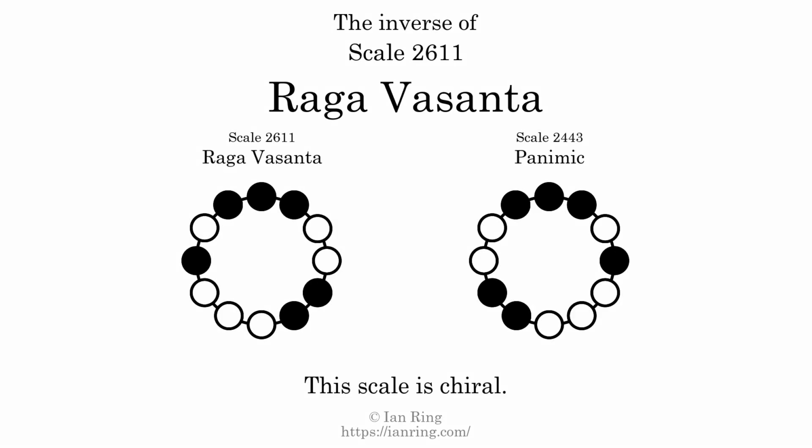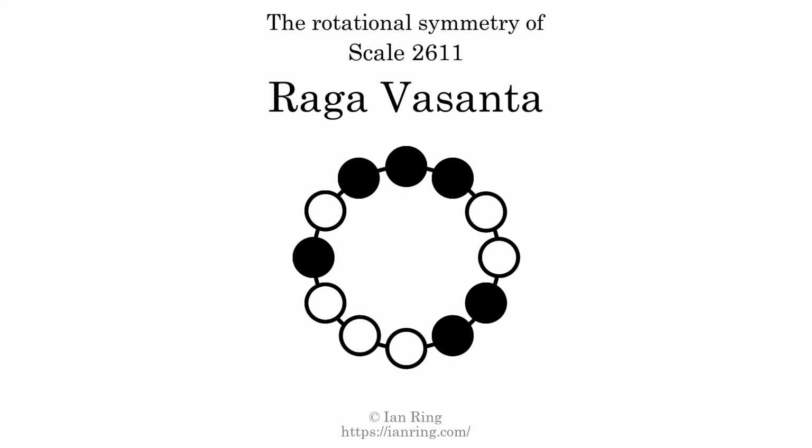The inverse of a scale is a mirror image. It is what you get when the sequence of intervals is reversed. The inverse of this scale is scale 2443, also known as panemic. This scale is chiral. It cannot transform into its inverse by rotational transformation. This scale has no rotational symmetry.